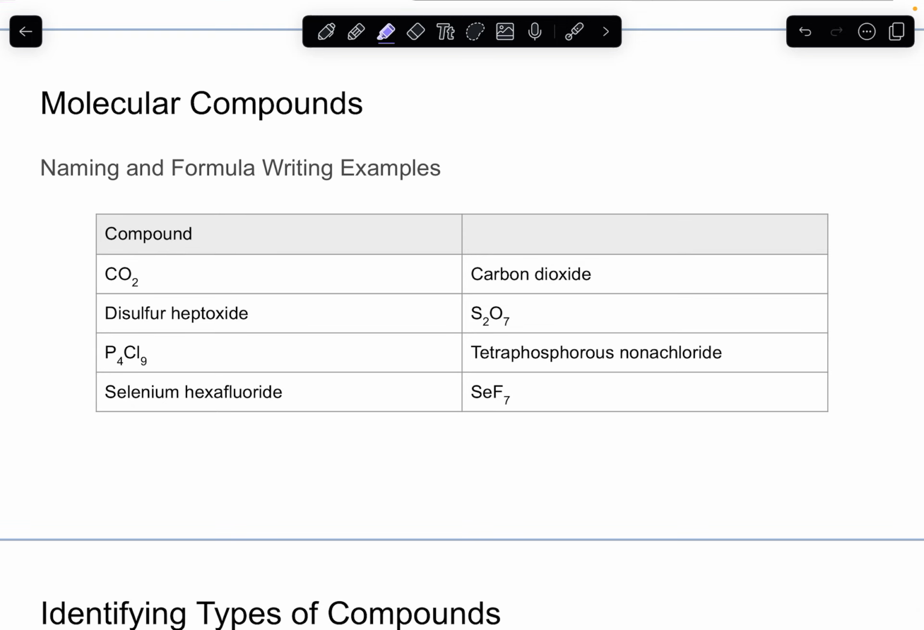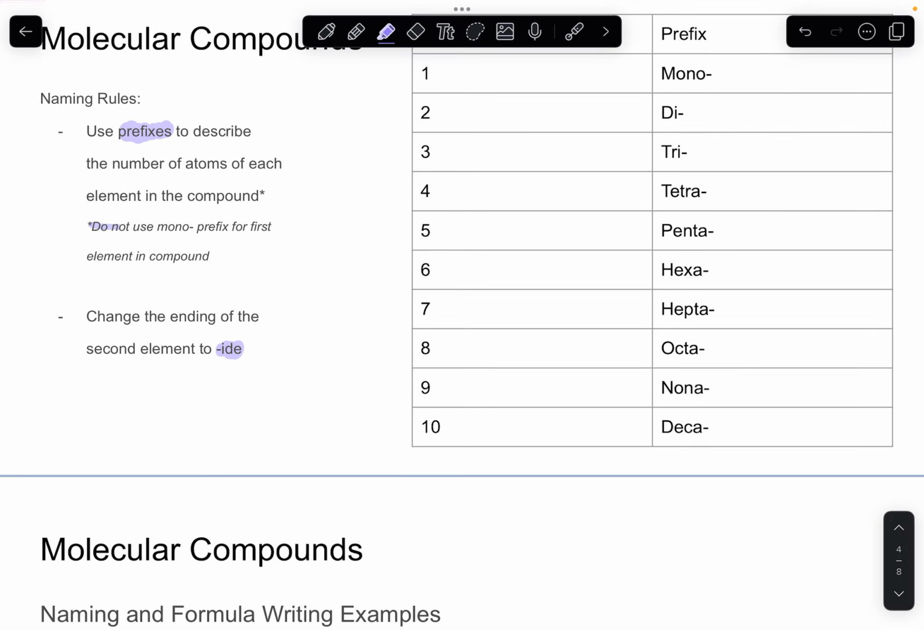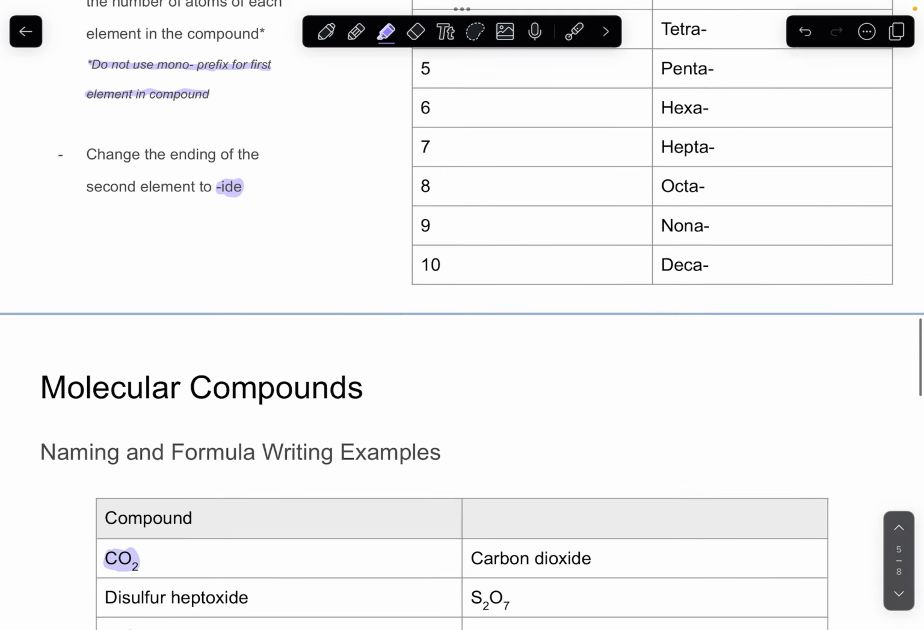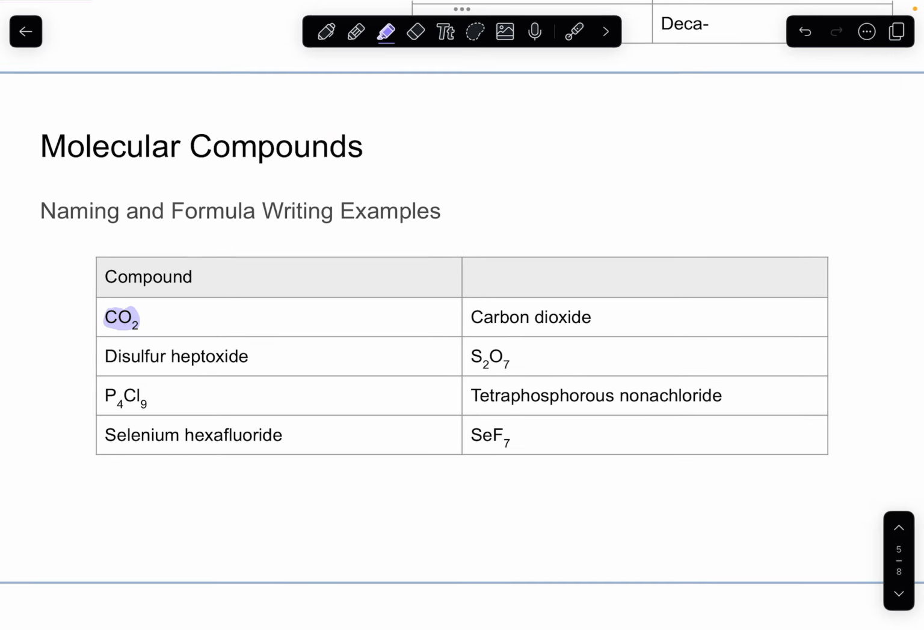So here are some examples. If you're given the compound formula CO2, using the naming rules, you want to count the number of atoms of each element. The first element in this compound is carbon. How many carbons are there? There's one. The prefix for one is mono, but remember, we do not use mono for the first element in the compound. So back to CO2. Again, we got one carbon. Prefix for one is mono. We're not going to use it, so our name is going to start with just carbon.